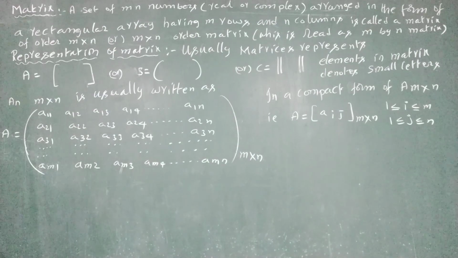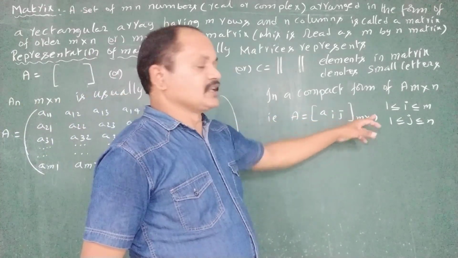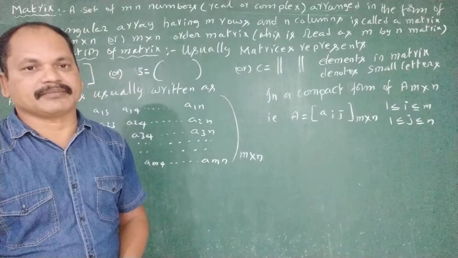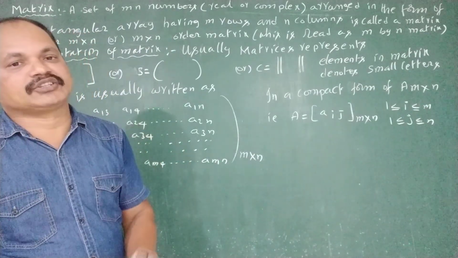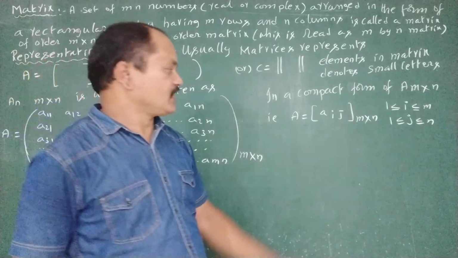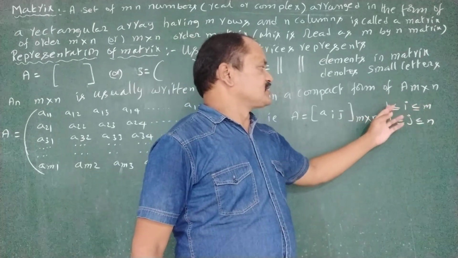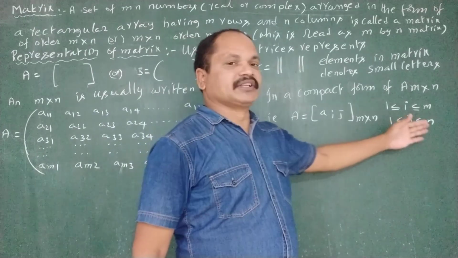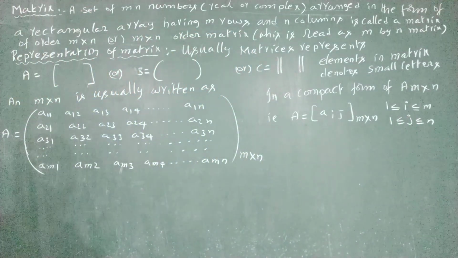What is that? Capital A is equal to [aij] m by n, where, observe, m rows and n columns. aij means the element in the matrix which represents the element of the ith row and jth column. That means i lies within the interval 1 to m, j lies within the interval 1 to n. Okay, that's all.